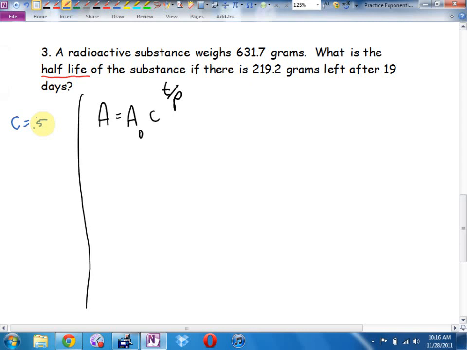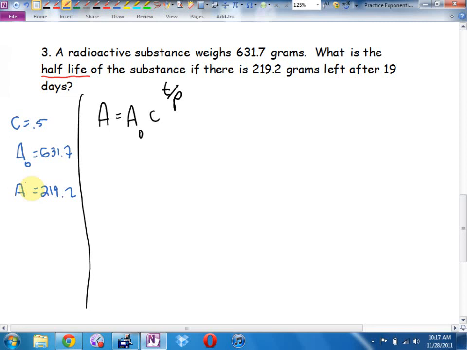What's the 631.7? I think that's what you're starting out with. What's this 219.2? Final amount. And you'll notice your final amount is smaller because it's radioactive decay. Most common mistake, kids put the initial and the final in the opposite places. They get them mixed up. And then when they solve for time, they get a negative time. Nature is saying, actually, no, in the past you had that much. That's why it's negative. In other words, you'll know you've messed that up if you get a negative time.